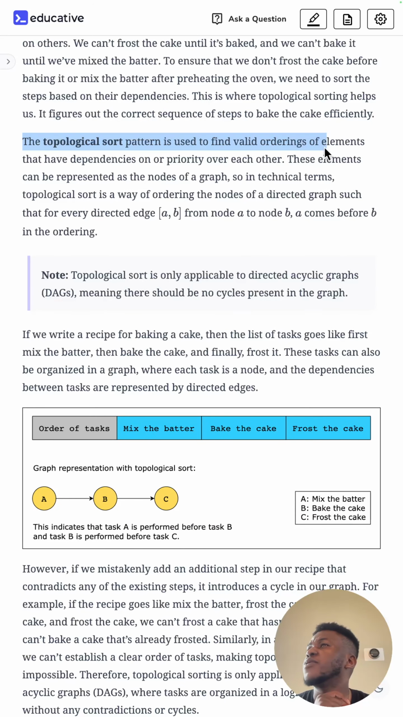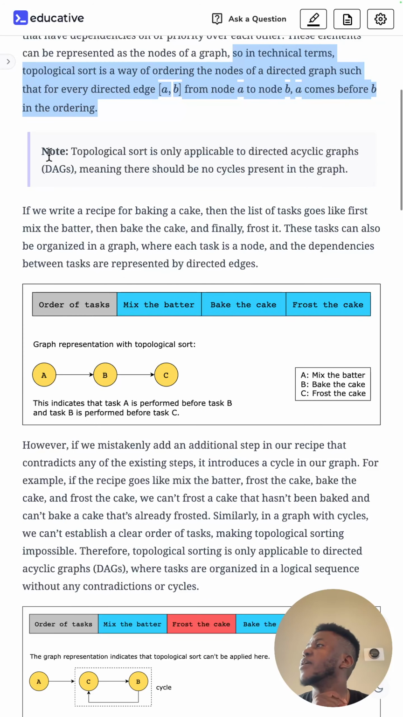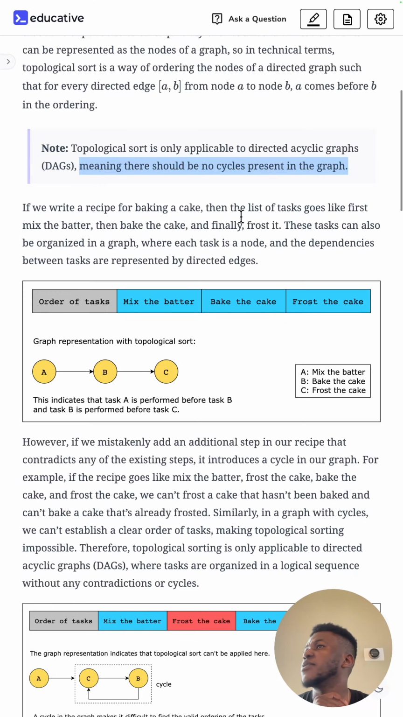It's used to find valid orderings of elements that have dependencies on or priority over each other. And these elements can be represented as nodes of a graph. So in technical terms, toposort is a way of ordering nodes of a directed graph such that for every directed edge AB from node A to B, A comes before B in the ordering. Now, it's only applicable to directed acyclic graphs, DAGs, meaning there should be no cycles present in the graph.